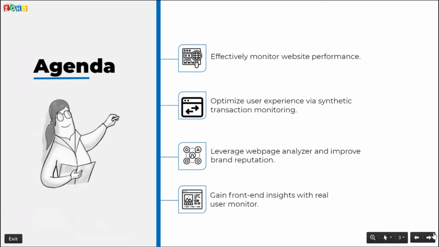The third topic will be about the web page analyzer. This is mainly used to monitor the speed of a web page, and we'll also be able to break down the components of what is causing the problem. We will be giving you suggestions on how to improve the page speed.